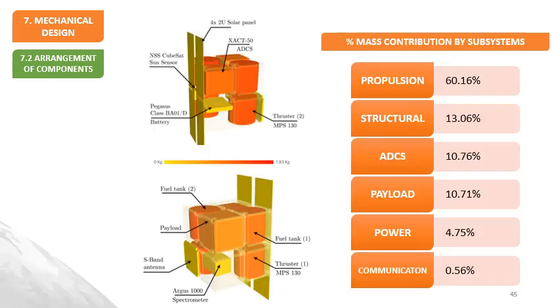In the case a mass decomposition per subsystem is performed, the heaviest one will be the propulsive, followed by the structural, the ADCS, and the payload.